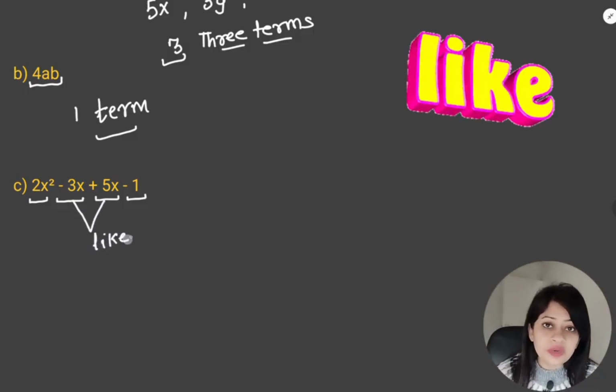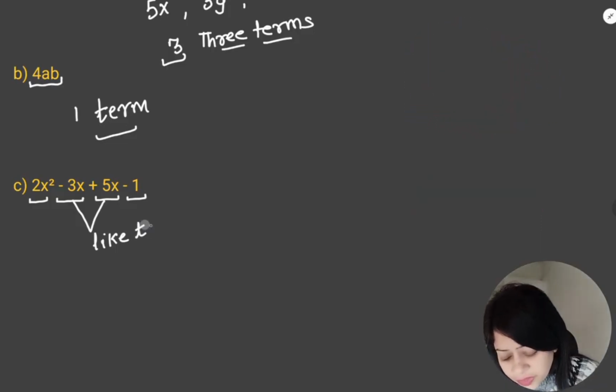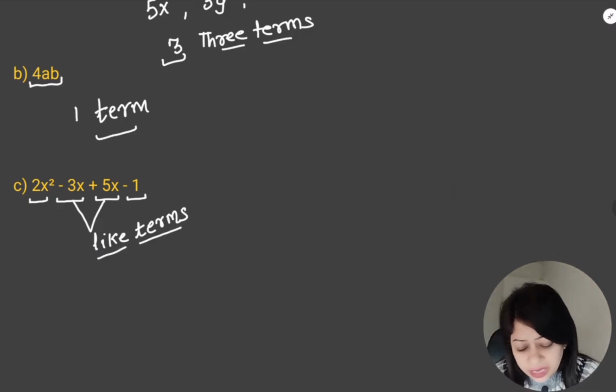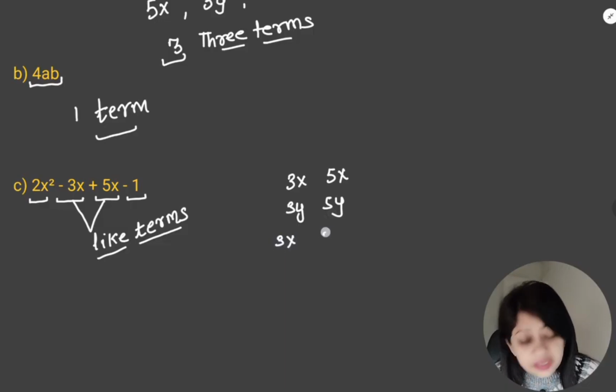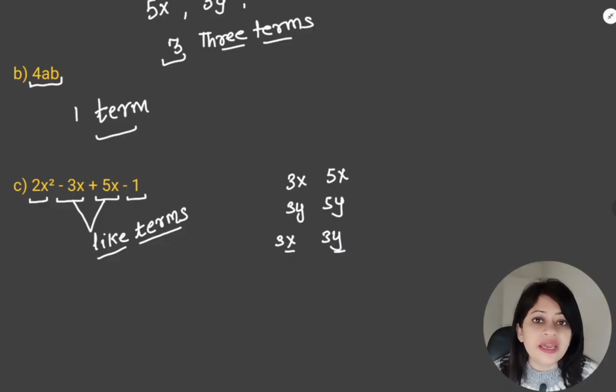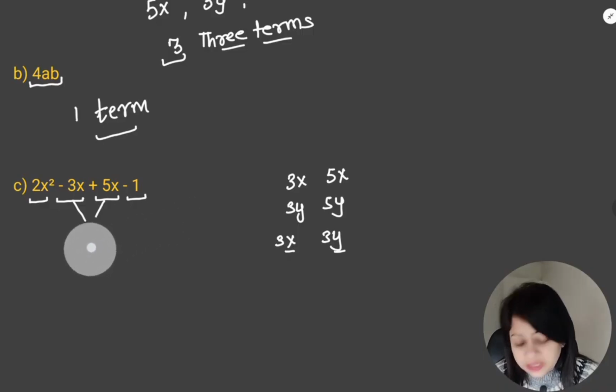Though I haven't told you yet what are like and unlike terms, I will introduce it further, but I'm just telling you here that these are like terms, which are the same. Same means they are like, okay, like 3x, 5x, they are like. 3y, 5y, they are like. But 3x and 3y, they are not like. The variable part should be the same to become like terms, okay? So here they are like terms. So if they are like terms, you will not count them as different terms.